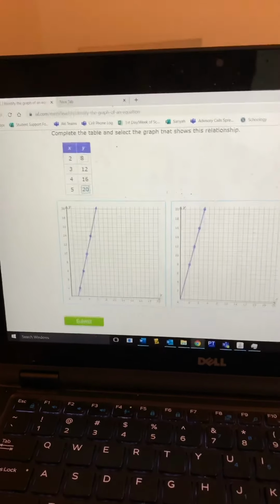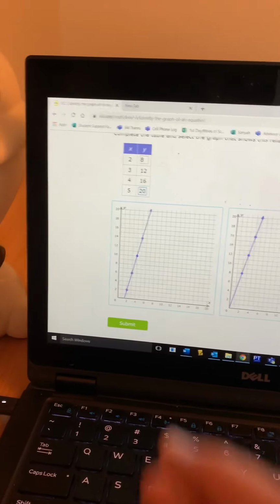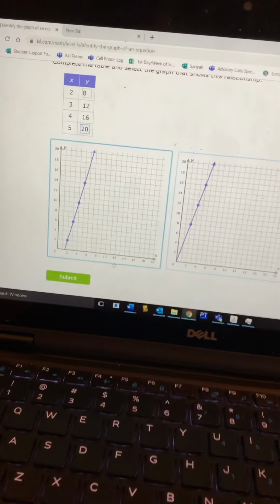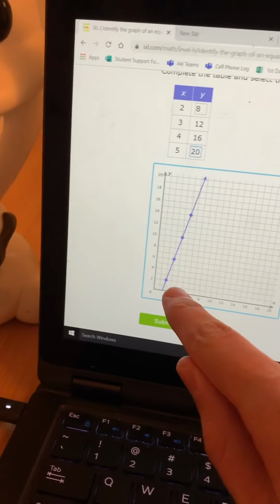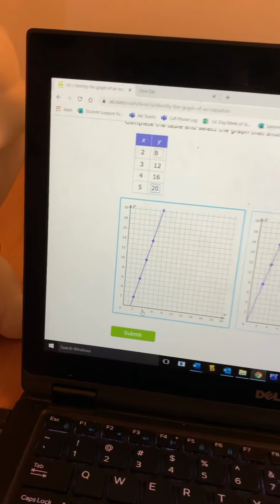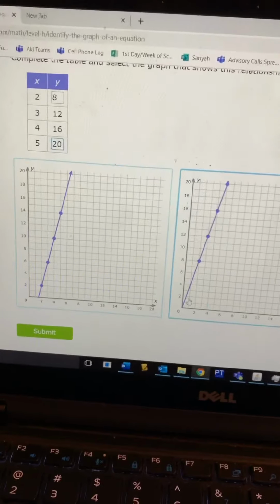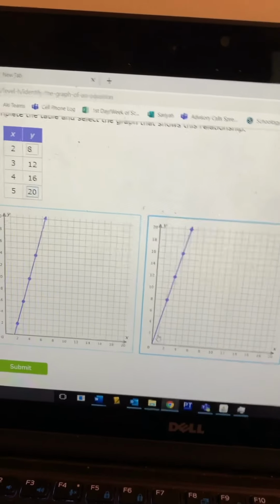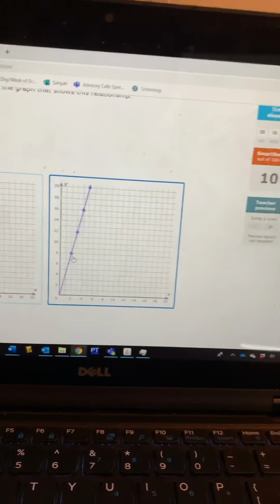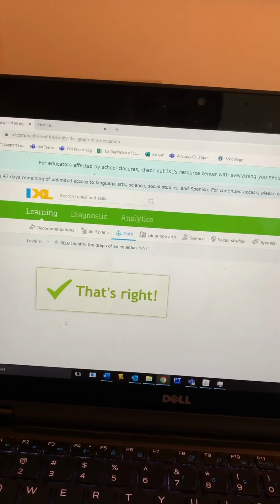And then down here, I need to check which graph it is. So this has 2, 8 on it. Let's see if this one does. So this has over 2, up to 2. So that has 2, 2, but we need it to have 2, 8. Let's see if this graph has 2, 8. Over 2, up 8. That one does have 2, 8. So I know it has to be this graph, okay? So that's a couple examples with that lesson.